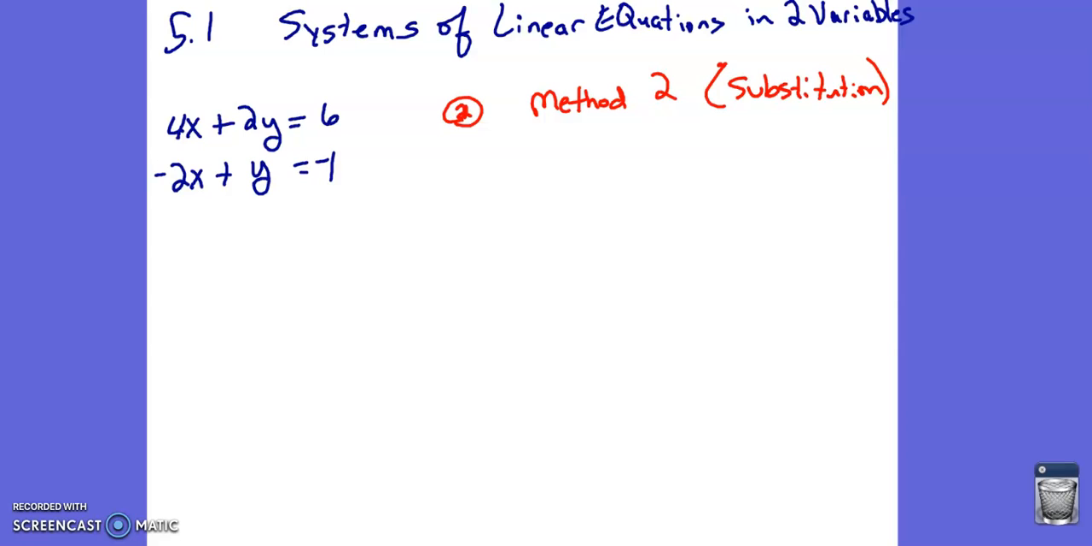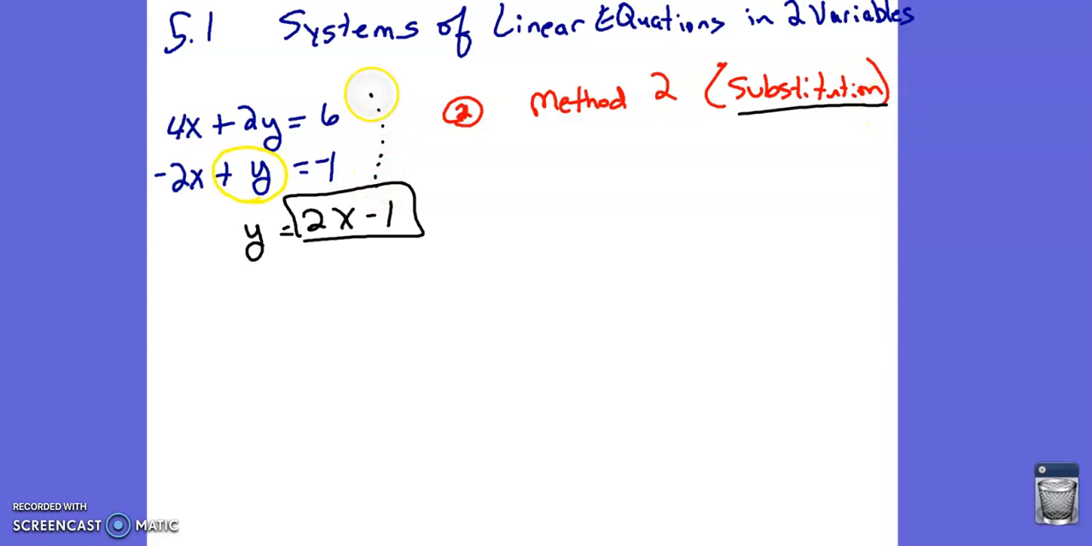With the substitution method, what I notice is this y right here is all by itself, so it's easy to solve for this one. So I'm going to take y equals 2x minus 1 and then substitute that in. That's why it's called the substitution method. I'm going to substitute it into the other equation for the y.